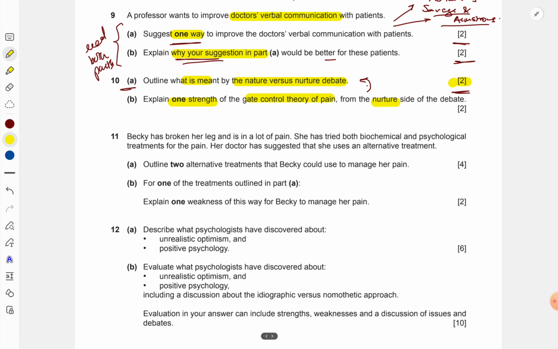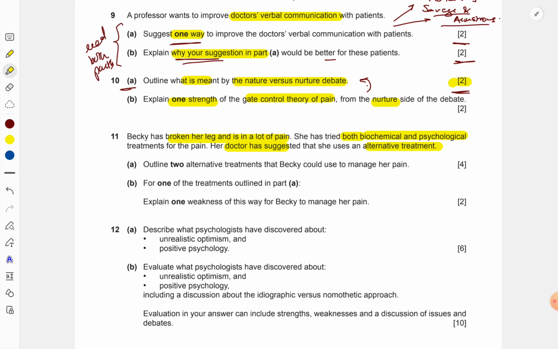Becky has broken her leg and is in a lot of pain. She has tried both biochemical and psychological treatments for pain. Her doctor has suggested she use an alternative treatment. The first thing to keep in mind, this is a scenario based question. I have to relate no matter which answer I write to this scenario. If I was not to relate the answer to the scenario, there was no purpose of giving the scenario. So first thing to hold in mind is I must use wording from the question to write my answers for this section. Let's see what the question is.